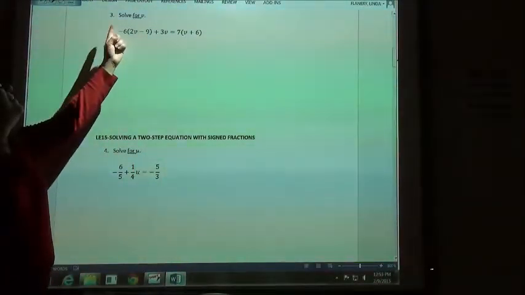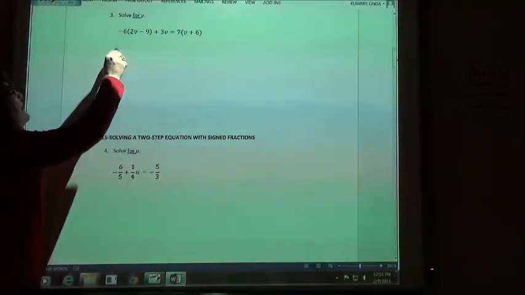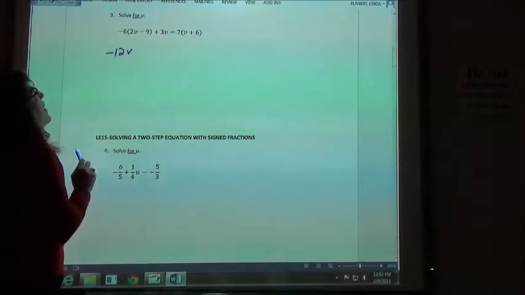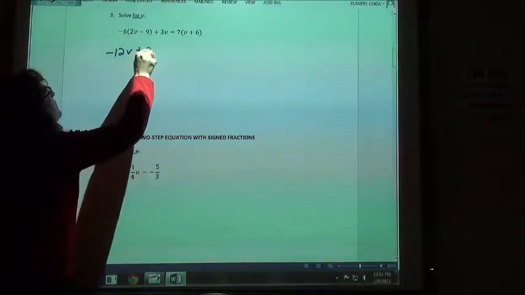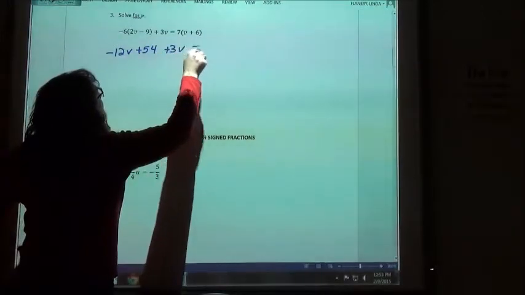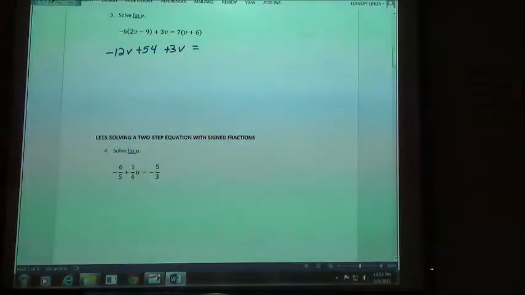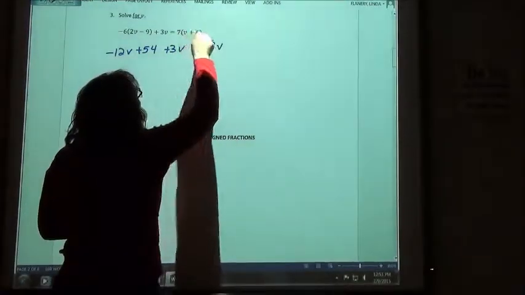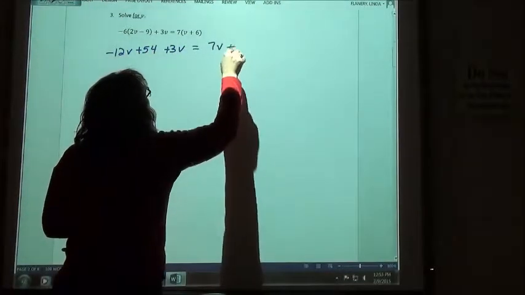So, negative 6 times 2v, negative 12v, negative 6 times a negative 9, plus 54. And then bring down the plus 3v. On the other side, 7 times v, 7v, and 7 times a positive 6, plus 42.